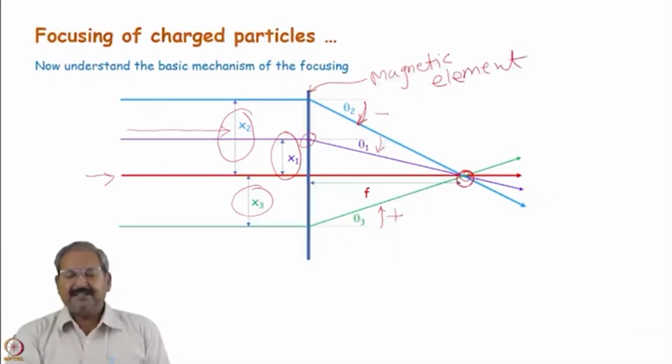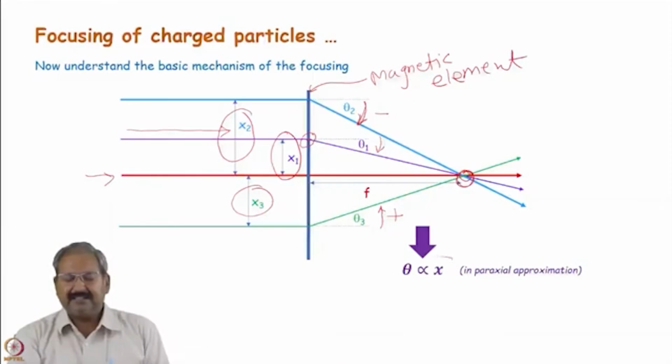So now we can see from these trajectories that theta is directly proportional to x. As x increases, the required theta also increases to send the trajectories to the focus point. And if x changes its sign, theta should also change its sign.